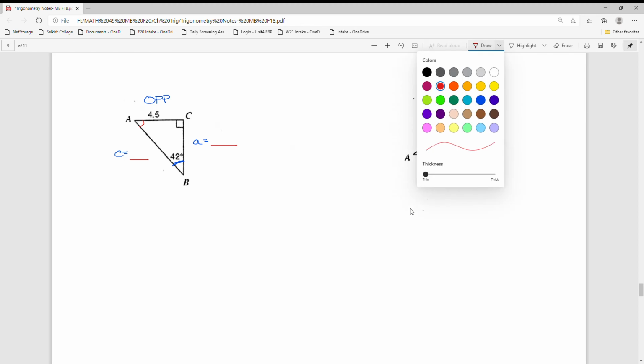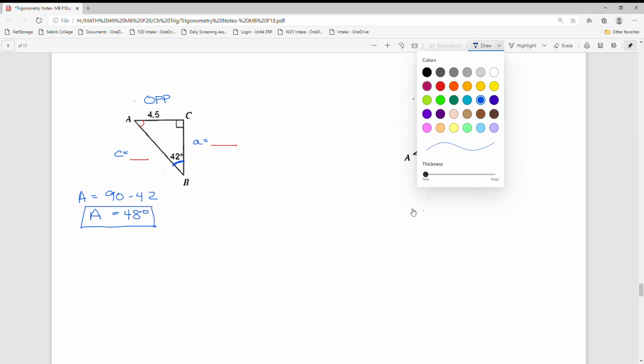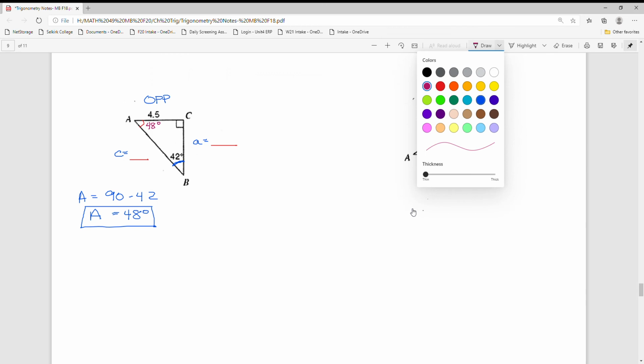I'm going to start with the easiest thing. Because I know this 42, I know that angle A is going to equal 90 minus 42. Angle A would equal 48 degrees. After I've got that, then again, I can choose whichever one that I want to solve for. I like leaving my hypotenuse, but you don't have to. You can go after the hypotenuse next.